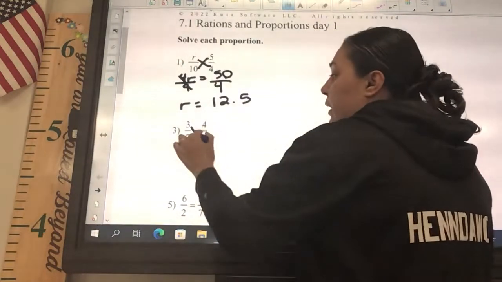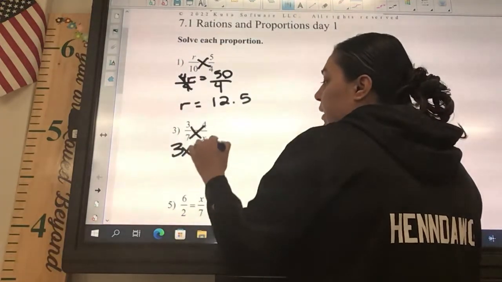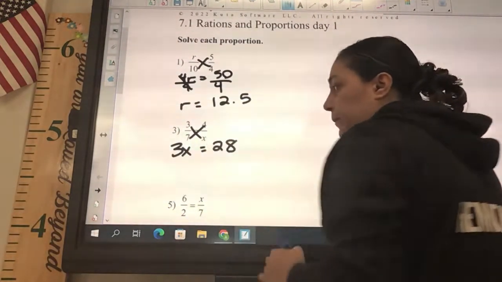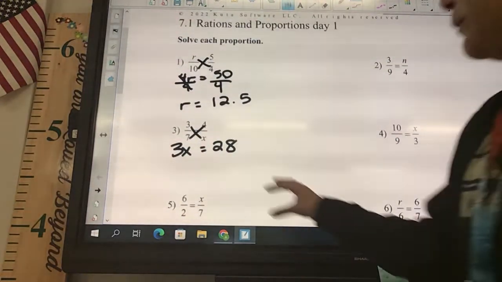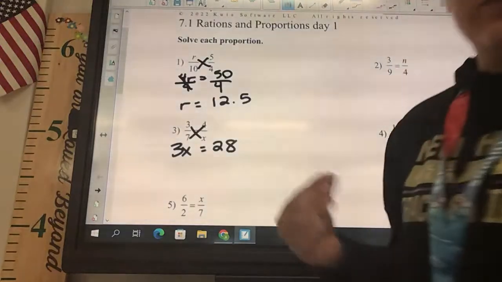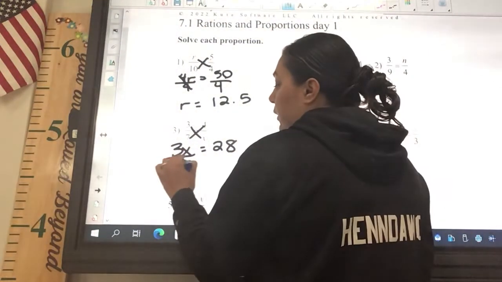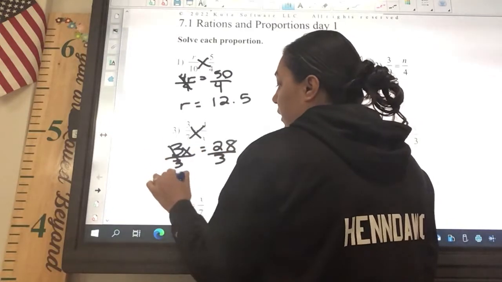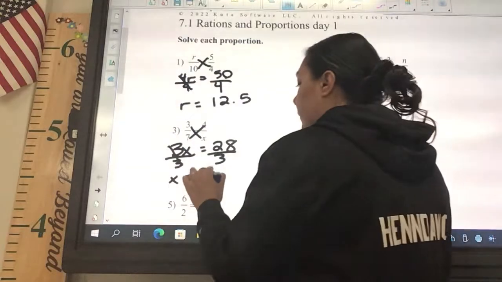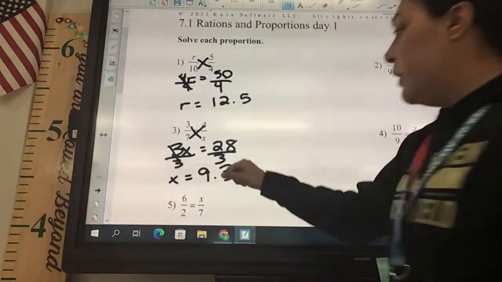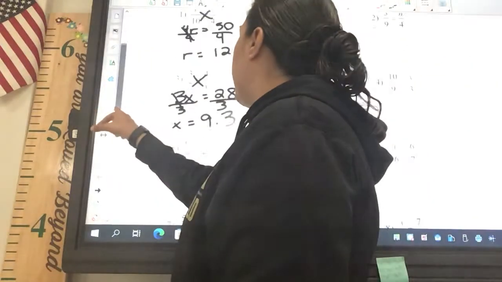So 3 times x is going to be 3x. 4 times 7 is going to be 28. And if you want to skip the step, so you know you need to divide both sides by 3, you totally can, or you can do the writing out. So you're going to get x equals, and it's going to be 9.3. If you get more than a single decimal, just leave it at the single, okay?